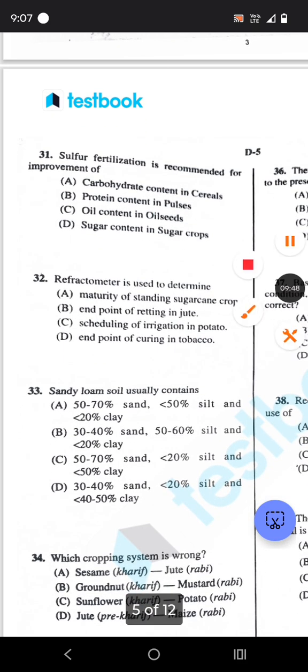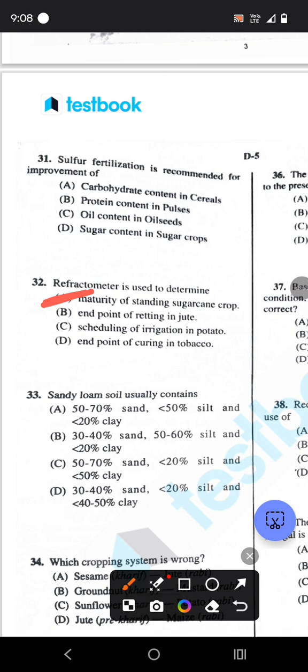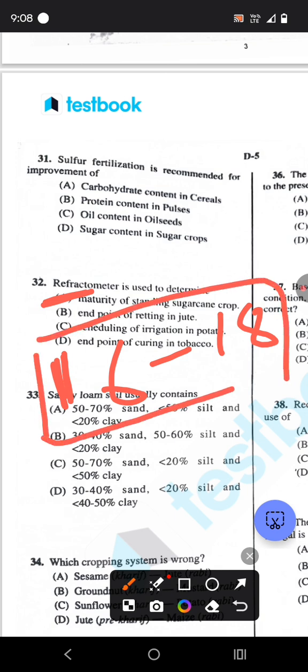Question number 32. Refractometer is used to determine maturity of standing sugarcane. That is the correct answer, option number A. Refractometer is used to determine the maturity of sugarcane crop. Guys, when the brix in the sugar refractometer is 16 to 18, then we consider the sugarcane is matured. So the correct answer is option number A.